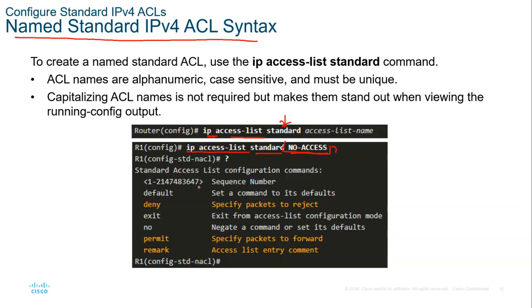From here, of course, the mode is going to change. It has changed from global configuration mode to standard named access control list mode. The options available here are deny, permit, and even remark. Remark is just a comment, then the packets to be forwarded, then the packets to be rejected.